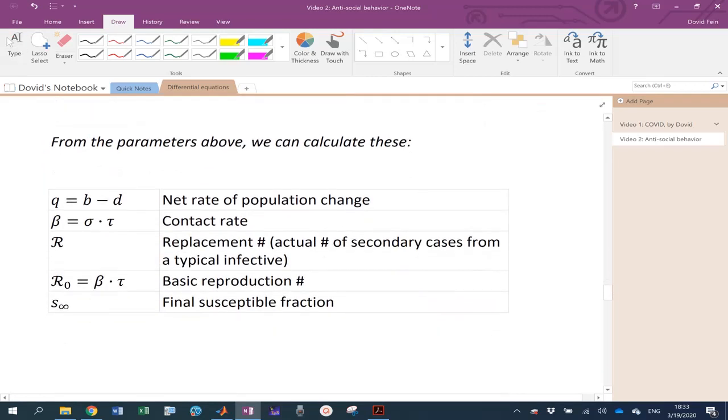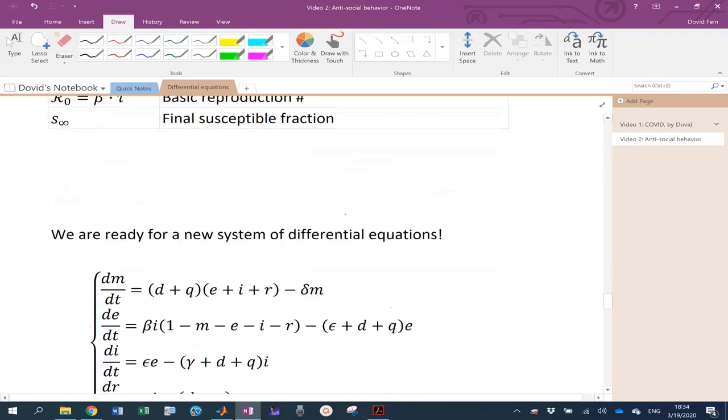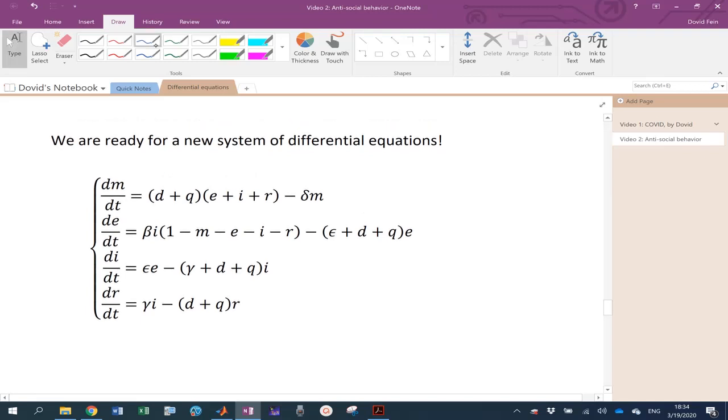And from these parameters, we can calculate the net rate of population change, again, for later models, the contact rate, as we learned about, also the replacement number, which is a very important number in describing the epidemic, as well as the one you've probably heard about a whole lot, which is R naught, and the final susceptible fraction, which we discussed in the last video. Taking all of these parameters and constants, let's look at the differential equations shown.